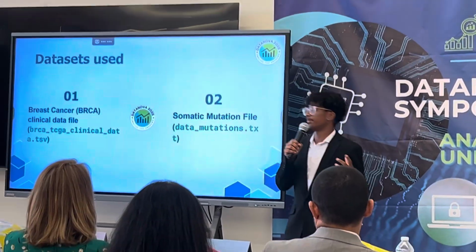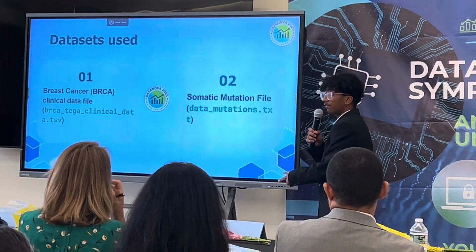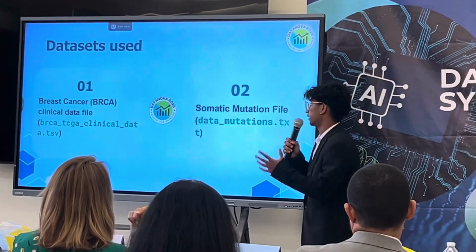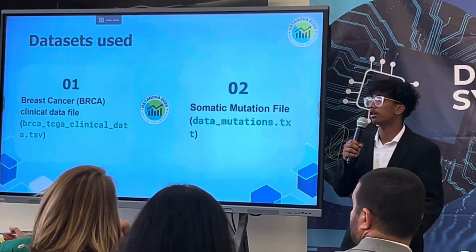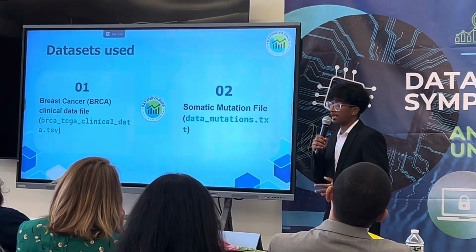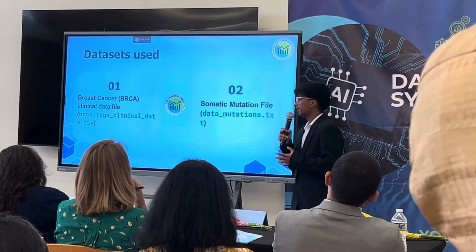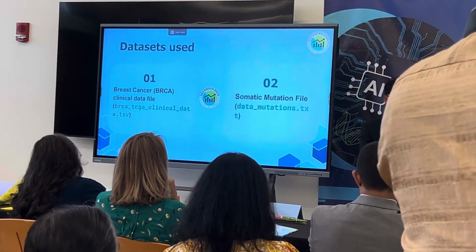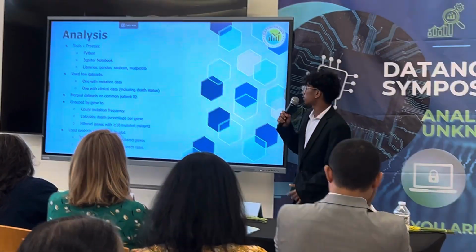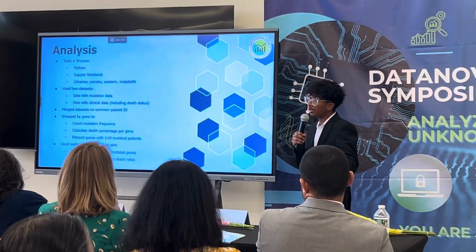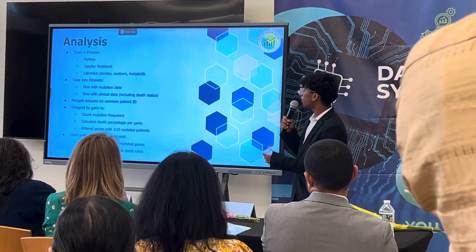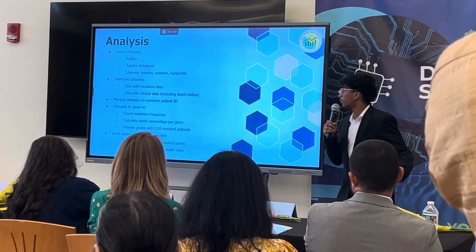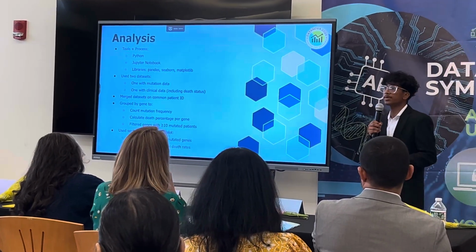Okay, so materials and methodology. These are the 2 main files that we used for research. One is a clinical data file, one is a mutation file. All you need to know is that these files contain patient information that helped us find out whether a gene had a high or low mortality rate. This was our process: we used Python, Jupyter Notebook, and then libraries like Pandas, Seaborn, and Matplotlib, which help us visualize the data.